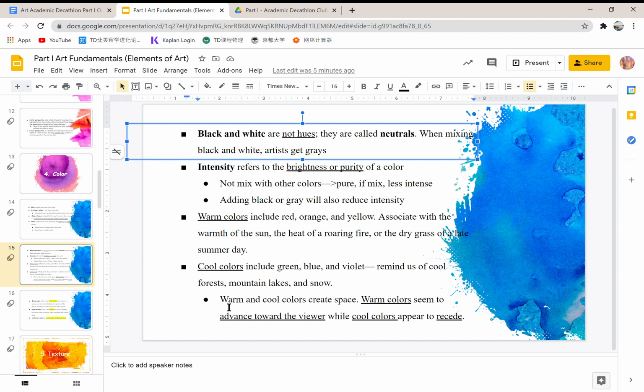And then warm and cool colors create space. Warm colors seem to advance toward the viewer, while cool colors appear to recede. So essentially, when you look at a picture, you tend to focus on the warm color first, and then your eyes go into the cool colors.